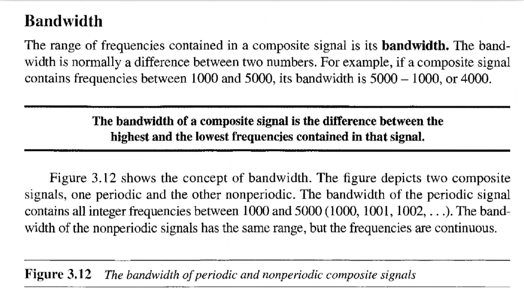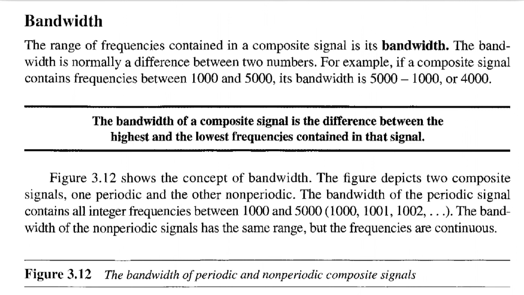Bandwidth. The range of frequency contained in a composite signal is its bandwidth. The bandwidth is normally a difference between two numbers. For example, if a composite signal contains frequency between 1000 and 5000, its bandwidth is 5000 minus 1000, or 4000. The bandwidth of the composite signal is the difference between the highest and lowest frequencies contained in that signal.